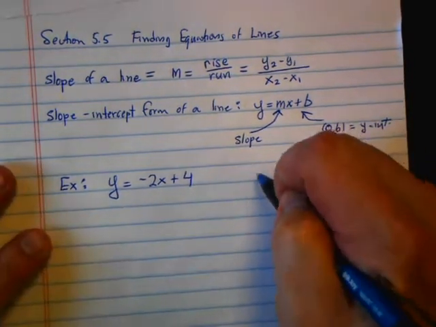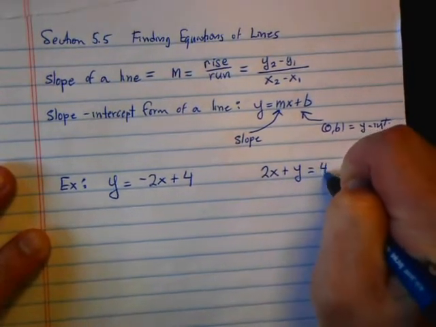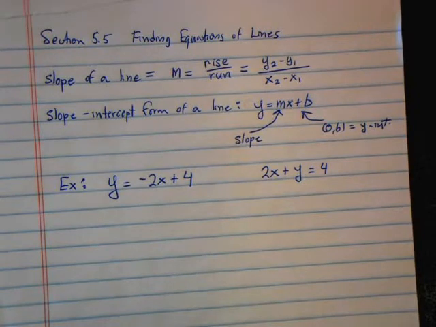What if I had written the equation this way? That's the same equation. All I did is I added 2x to both sides. Even if I wrote the equation that way and it's not in slope-intercept form, you should still immediately know that's a line. How do you immediately know it's a line? It's still going to have a slope and an intercept.